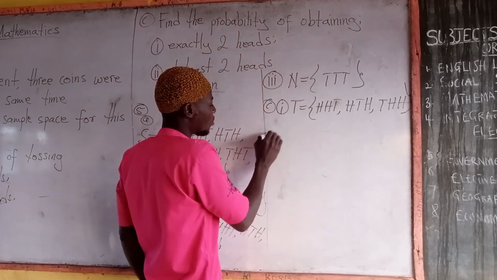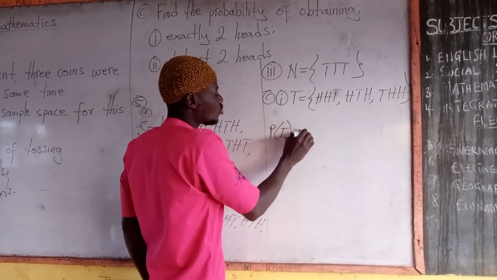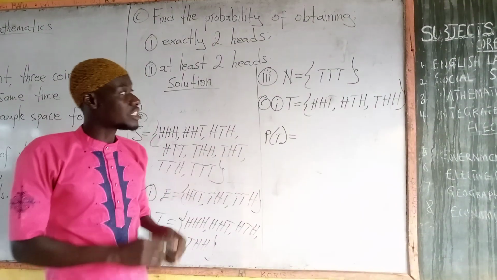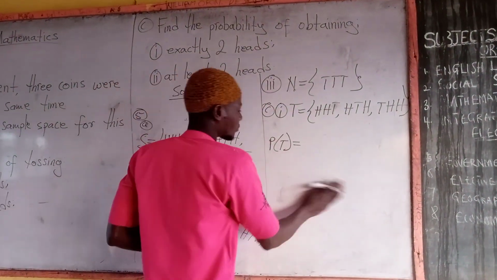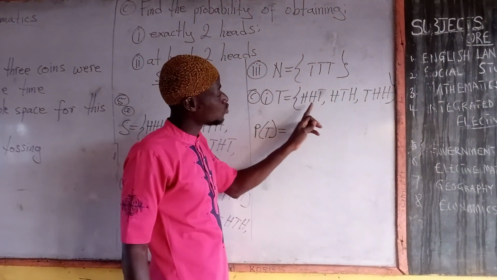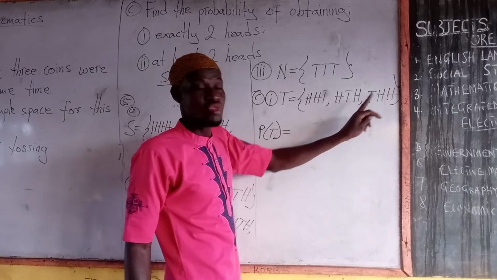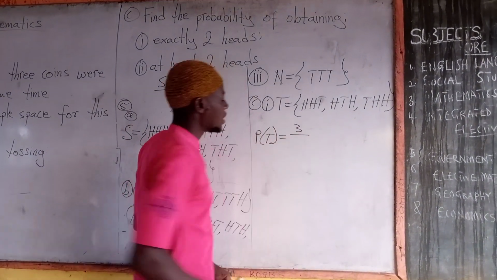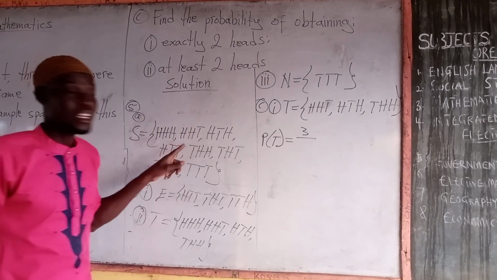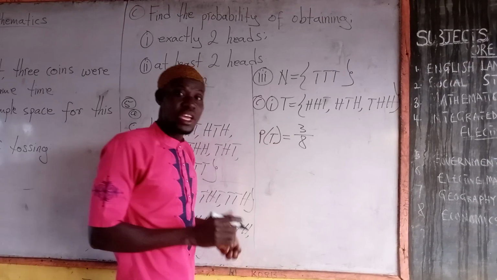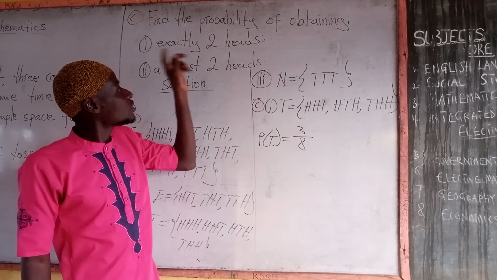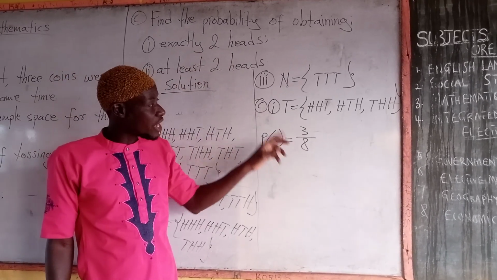So now our probability of tossing exactly 2 heads, probability of T, which we use to represent the event for tossing exactly 2 heads, will be the number of sample points in the event for tossing exactly 2 heads. So we count the number of sample points inside that set: 1, 2, 3. So 3 divided by the number of sample points in the sample space, which we already calculated, and we have 8. And so the probability of obtaining exactly 2 heads will be 3 out of 8.